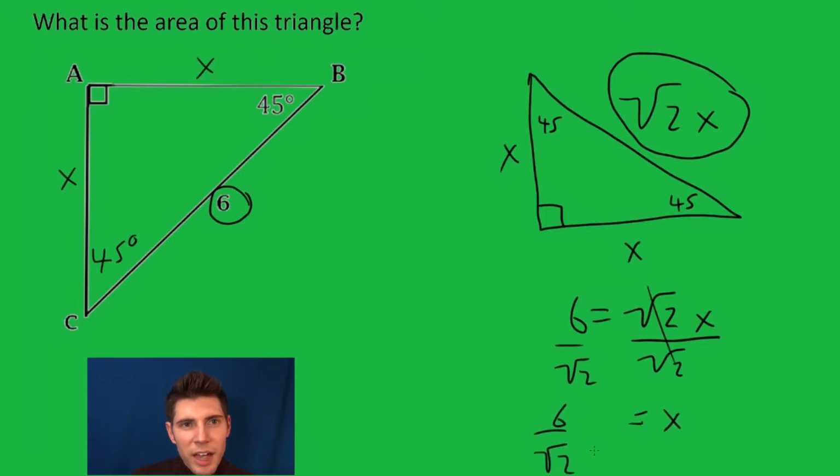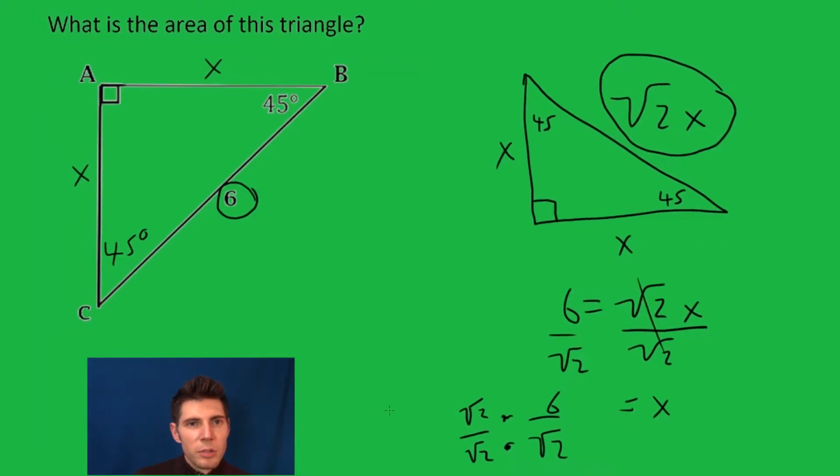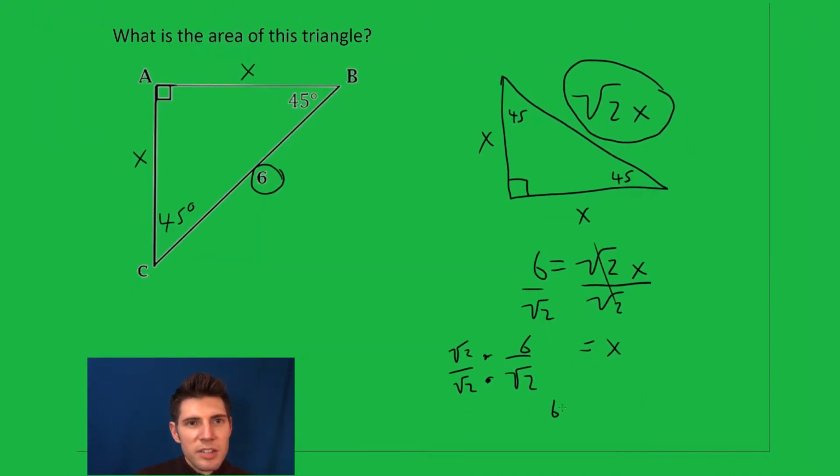And we're not allowed to have a root in the denominator. So we're going to multiply top and bottom by root 2. So we end up with 6 root 2 over, and then root 2 times root 2 is 2, equals x. And the 6 and the 2 reduce, so we're left with x equals 3 root 2. So that's just our x.